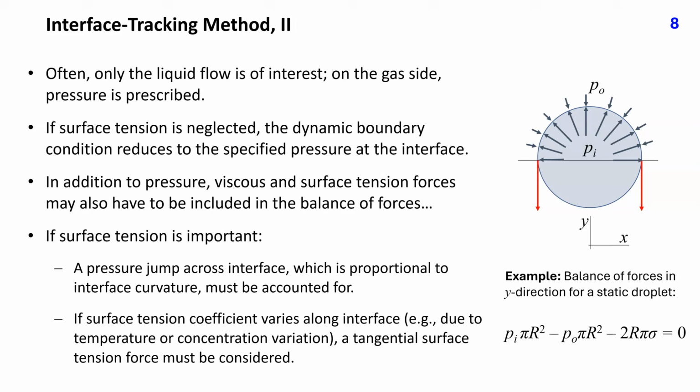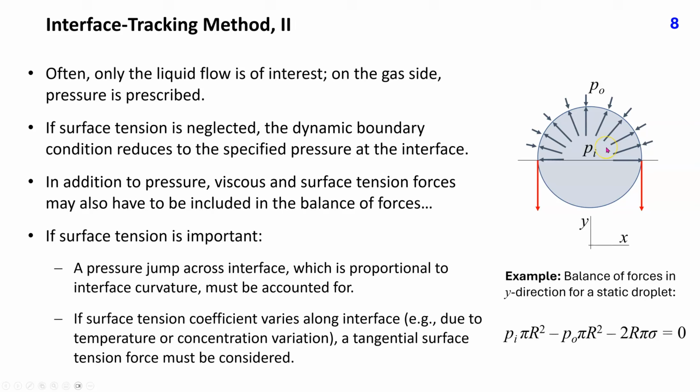must be considered. This figure shows the balance of forces in the y direction for a static droplet. If we cut the droplet by a plane y equals 0, the surface tension force, shown here in red, would act in the negative y direction, amounting to the surface tension coefficient times the perimeter, sigma times 2 pi r.